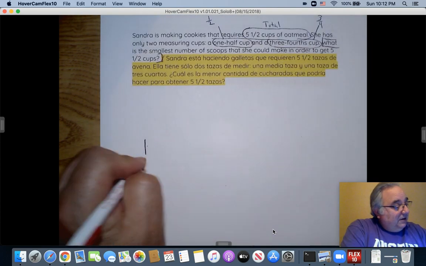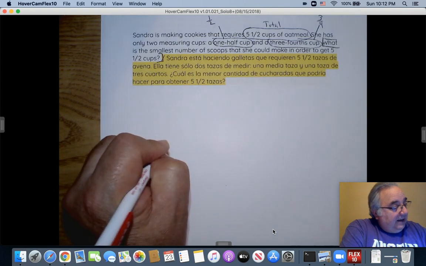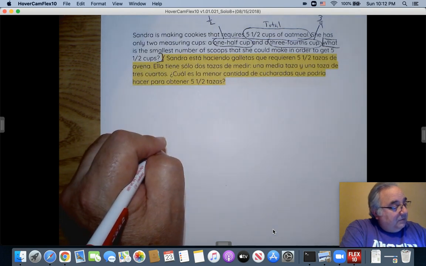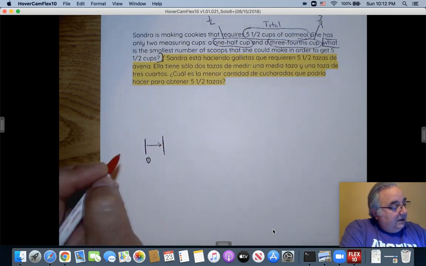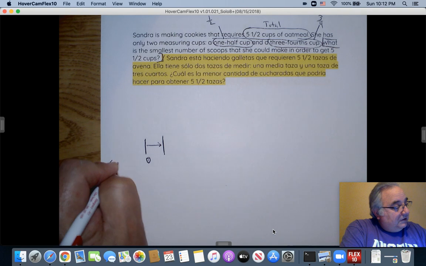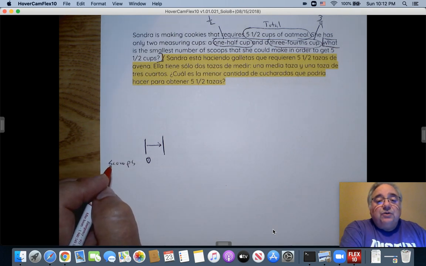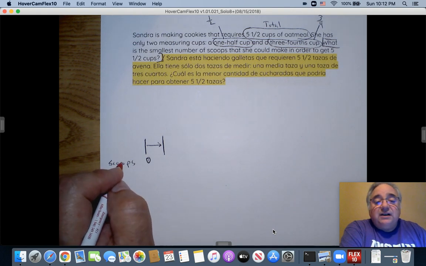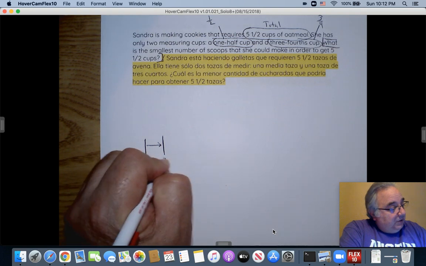track right here. So I'm going to start right here with 0. I'm going to add 3/4, and this is scoops. The reason I'm doing 3/4 cups is because that's the biggest, and I'm going to try to use the biggest so I can use most of the oatmeal. So that gives me 3/4 of a cup.